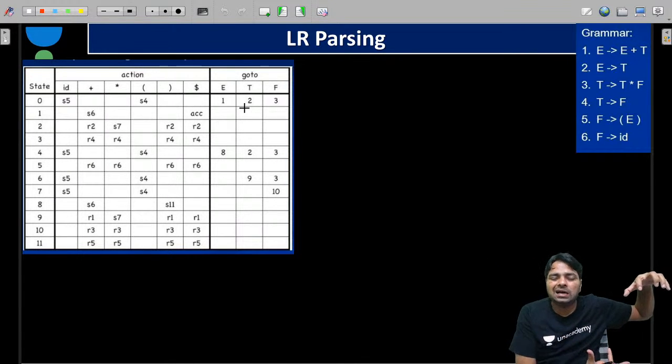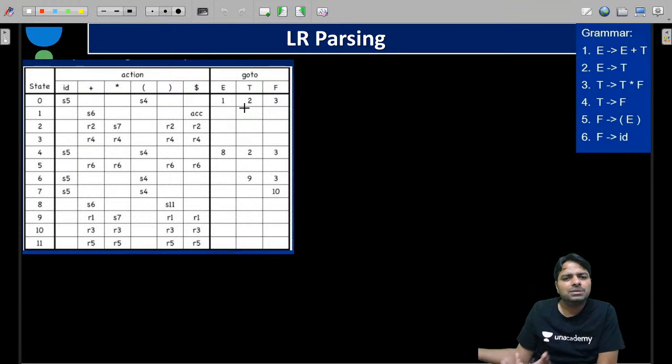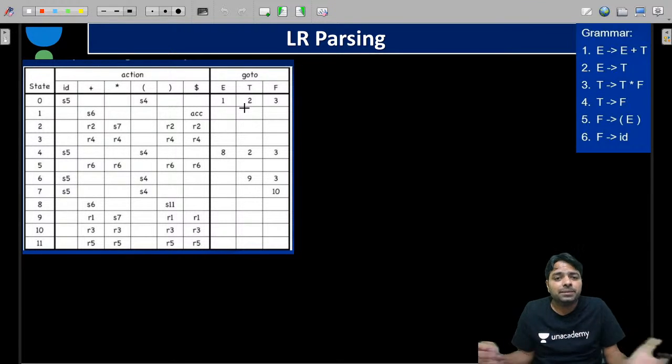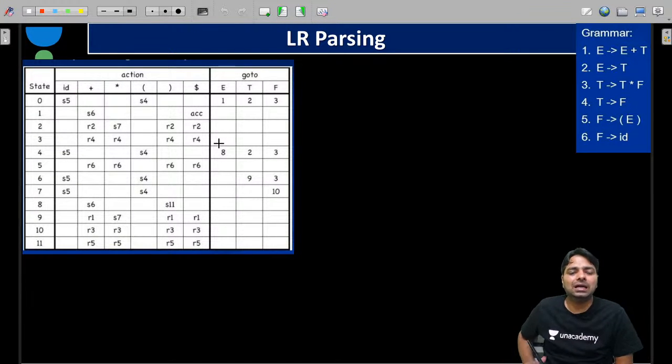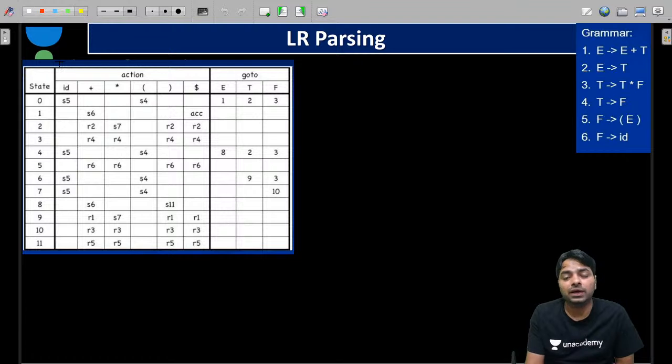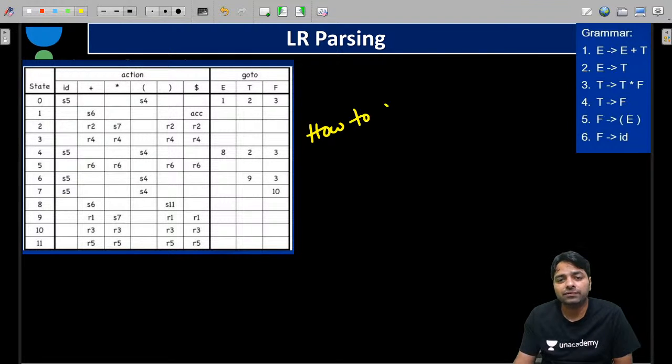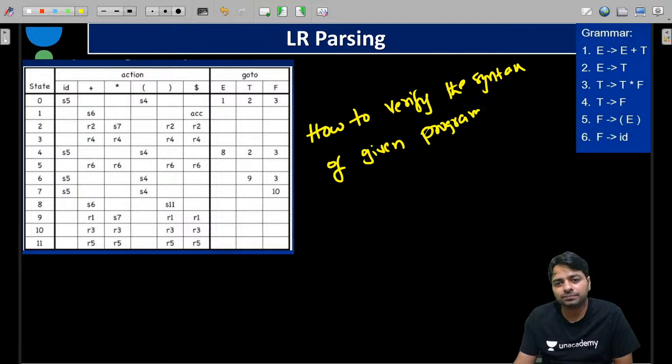If I use CLR1 table, my parser name is CLR1 parser, but the algorithm is the same. Hello everyone, guys. So we are going to build now, we are going to verify how to verify the given input. How to verify the syntax of your program. Syntax of the given program. Given program is nothing but the given input.